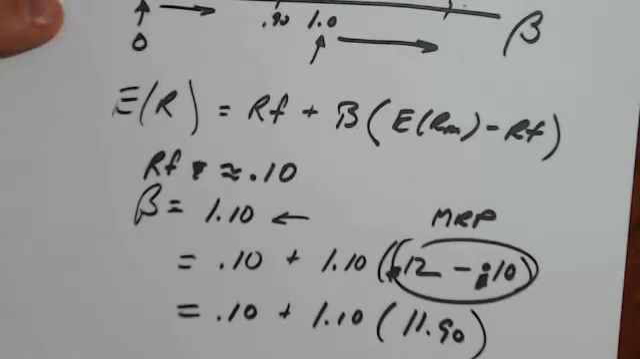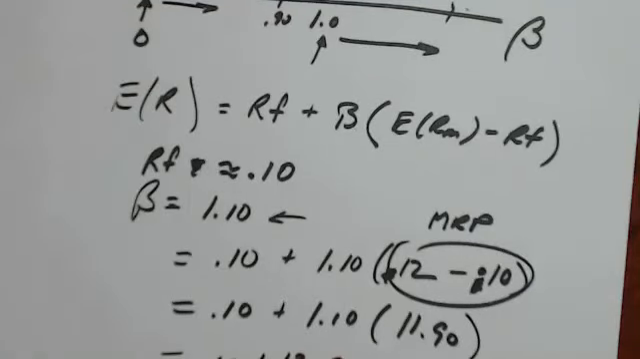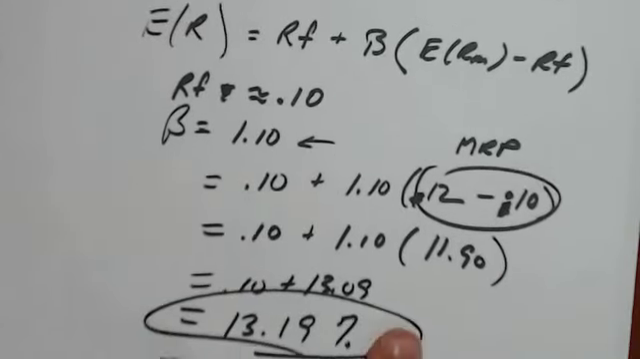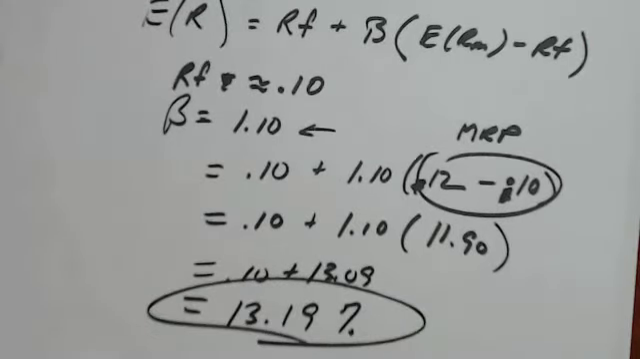So let's multiply this out. This is 0.10 plus 13.09, and so this is 13.19%. The return that I expect to get on Apple is approximately 13.2%. And that's how you would apply this model.